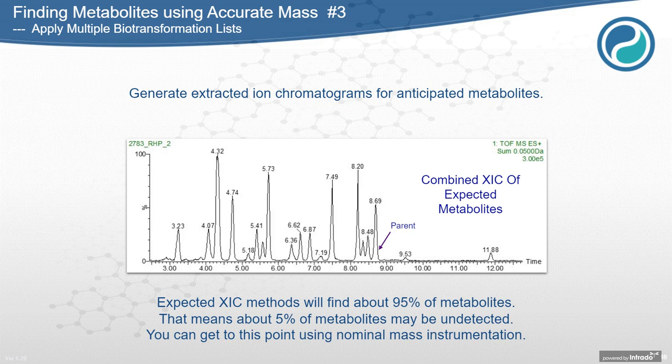So what do we do? How do we get data on the 5% of metabolites? This is really where accurate mass data sets come into their own. Next slide, please.